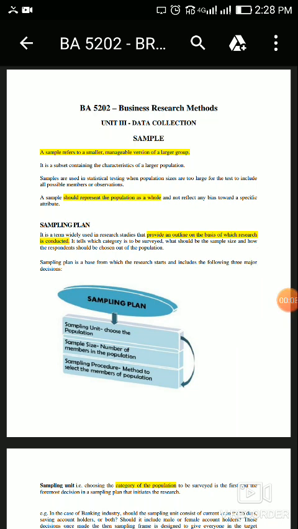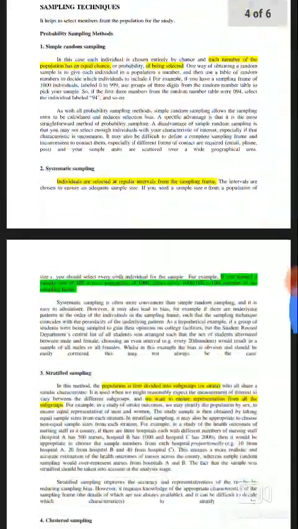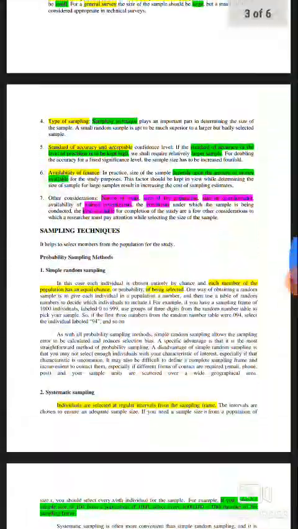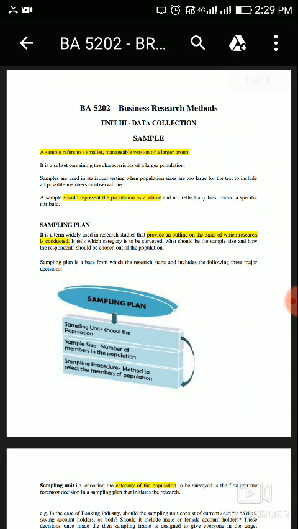Today we are going to see the rest of the topics of the third unit: sampling plan, sample size and sampling techniques. These three areas I am going to explain briefly to you.